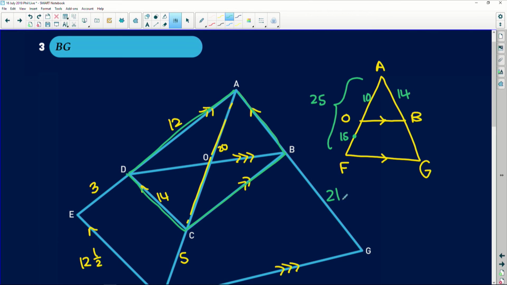Okay, so fantastic question, Nduvo. Thank you so much for sending it through to us. When you get a question like this, guys, just establish which lines are parallel to each other and which triangles they form a part of. That will help you so much more in figuring out which ratios you need to use when you're trying to find a side of a triangle.